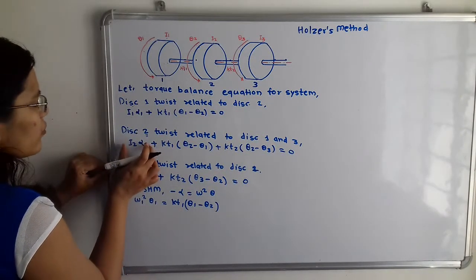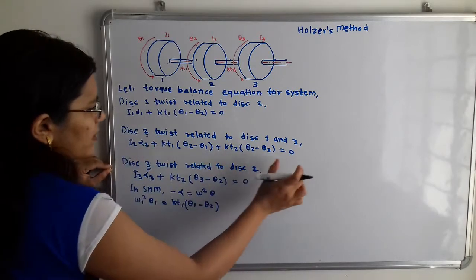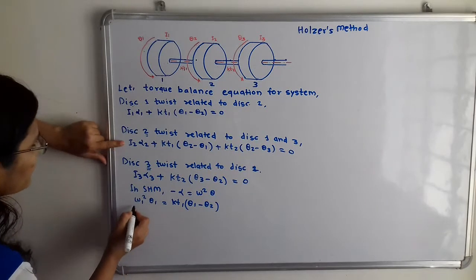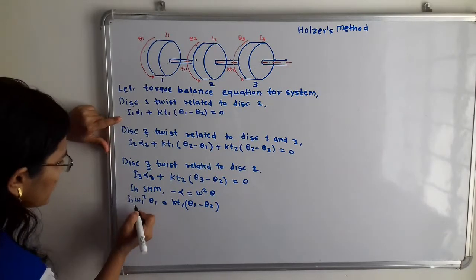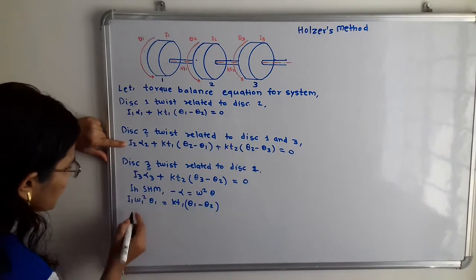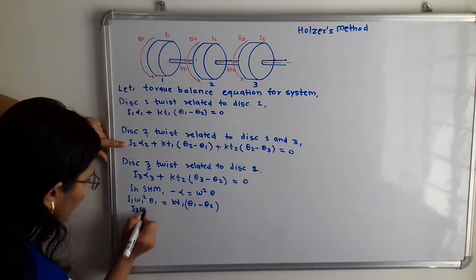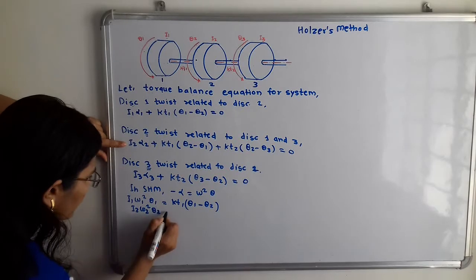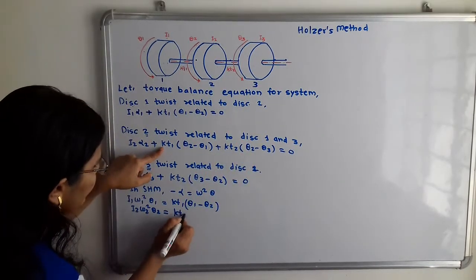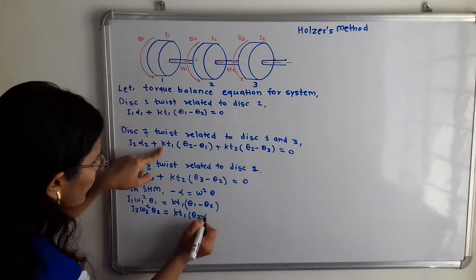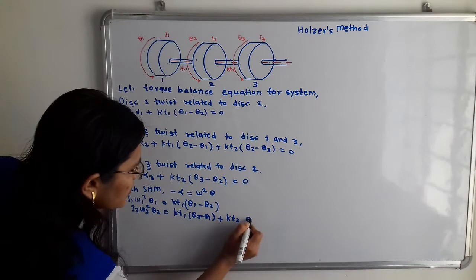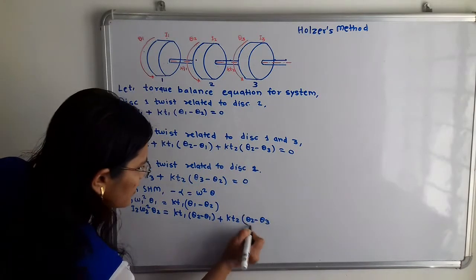So we are going to transfer this term to the right hand side, so it will become plus. So again we will write I2 omega2 square theta2, which is equal to the remaining terms, that is kt1 into theta2 minus theta1 plus kt2 into theta2 minus theta3.